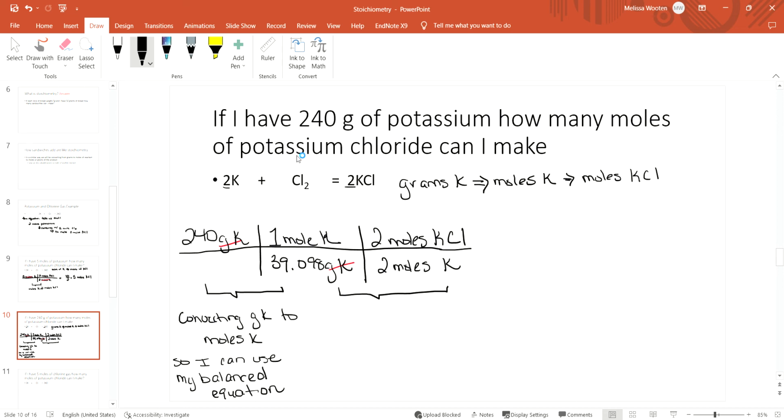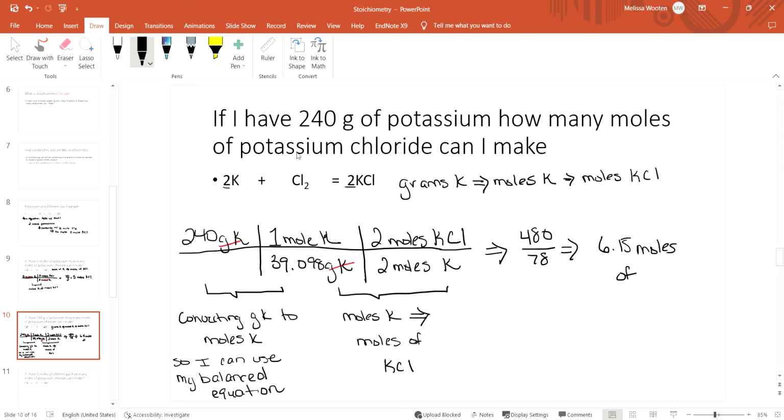we've converted to moles of potassium, and now we're going from moles of potassium to moles of potassium chloride. So we multiply across the top and we divide by the bottom. So we're going to have 480 all over 78, and that gives me about 6.15 moles of potassium chloride. Okay.